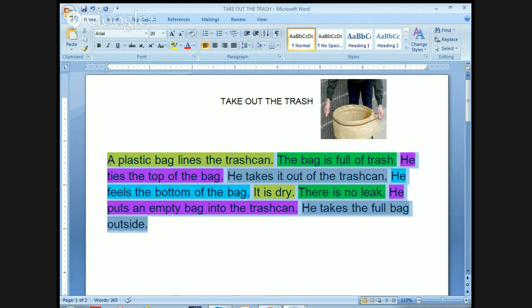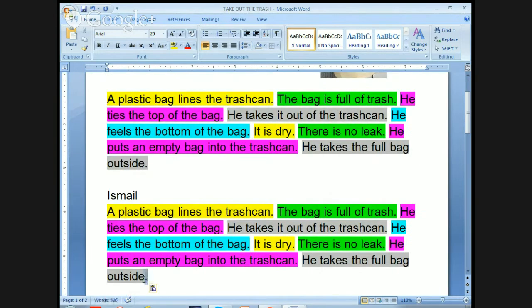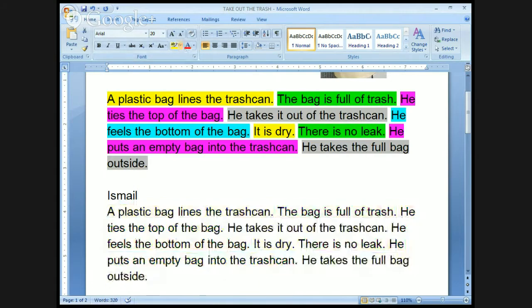Thank you. And Fidel, could you read the same thing? Okay. Take out the trash. A plastic bag lines the trash can. The bag is full of trash. He ties the top of the bag. He takes it out of the trash can. He fills the bottom of the bag. It is dry. There is no leak. He puts an empty bag into the trash can. He takes the full bag outside.